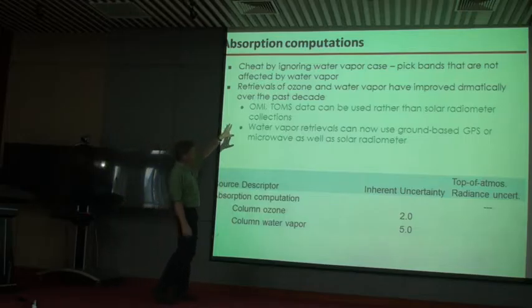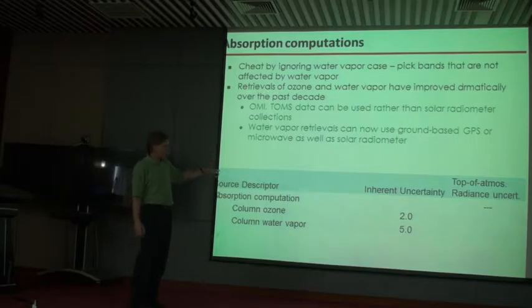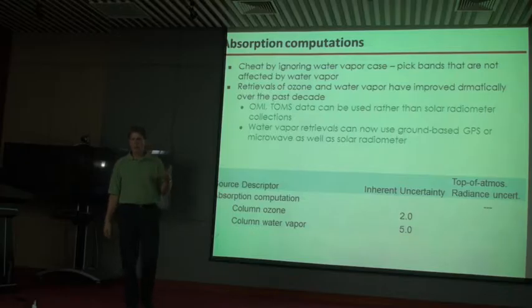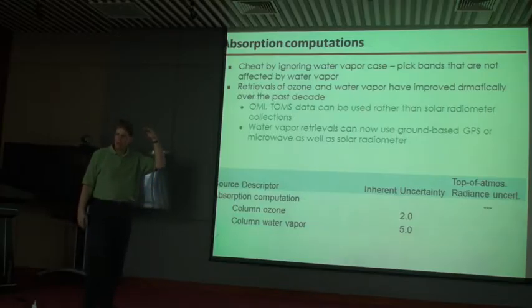For ozone and water vapor, what's nice is the retrievals have improved dramatically. What used to be a 20% error in ozone and a 50% error in water vapor, we're now into the 2% for ozone and the 5% for water vapor. The 2% will be more dominated by whether or not one of the satellite-based ozone retrievals is available. From the solar radiometers, you're still talking about 20% uncertainty, but if we go to TOMS or OMI or some of these other on-orbit retrievals, they're extremely accurate. That's a nice way to do it.